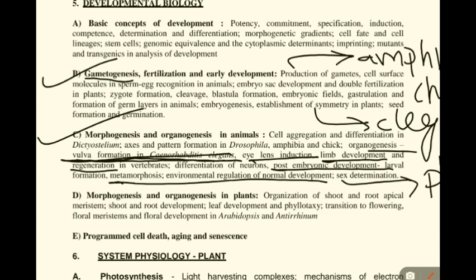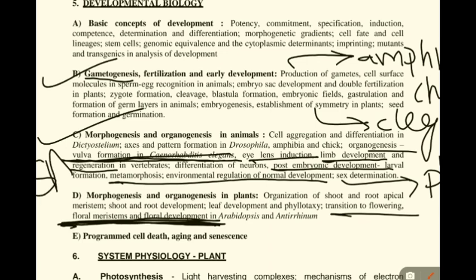In case of plants, we have transition to flowering, floral meristem and floral development, and SAM, that is shoot apical meristem. These are the things that we should learn from developmental biology.